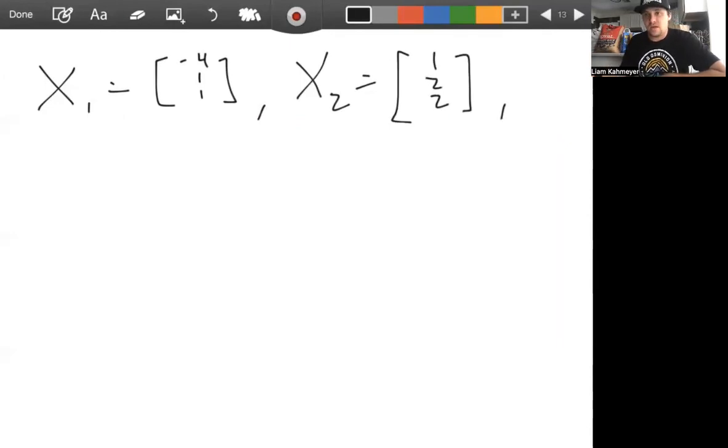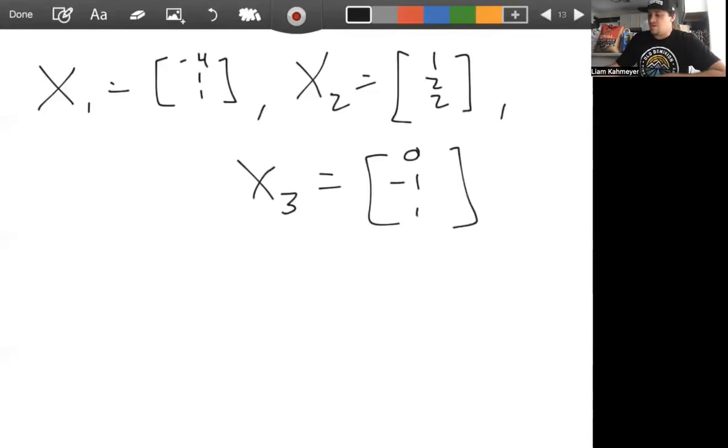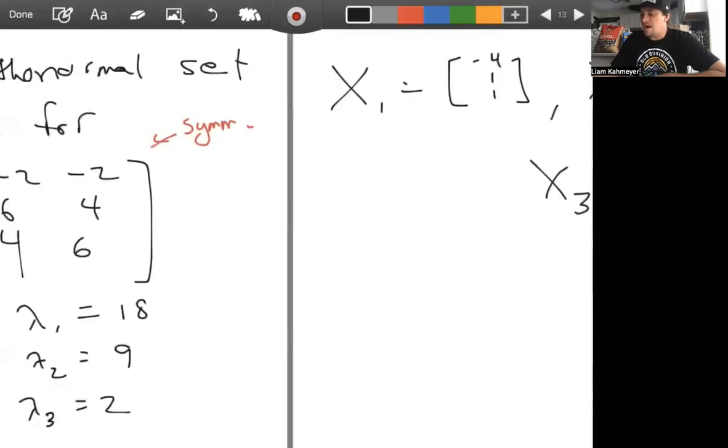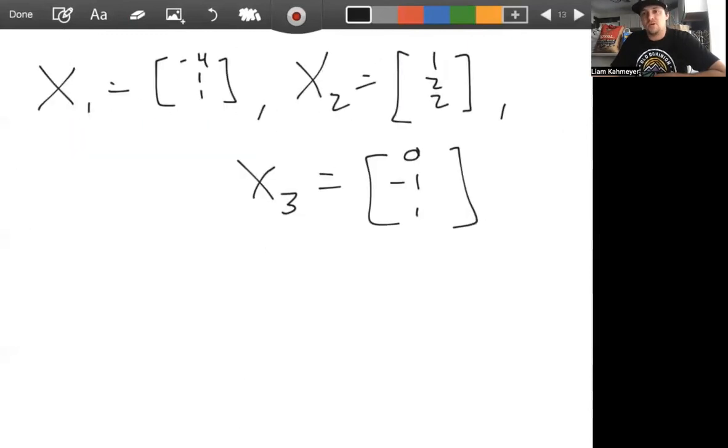Because you always get an infinite family of eigenvectors. And then we also get x3 is (0, -1, 1). So this is a good exercise, especially as we approach the final. As much as we've talked about eigenvalues and eigenvectors, you can absolutely expect an eigenproblem.